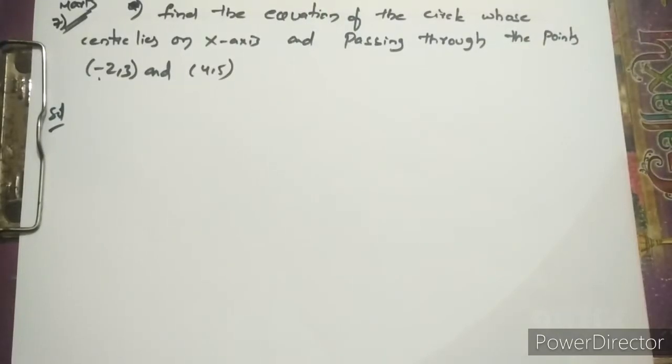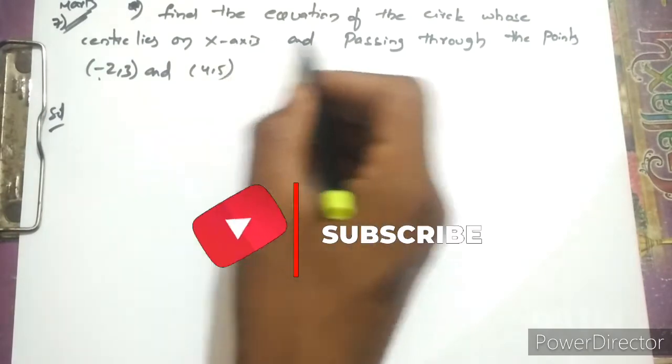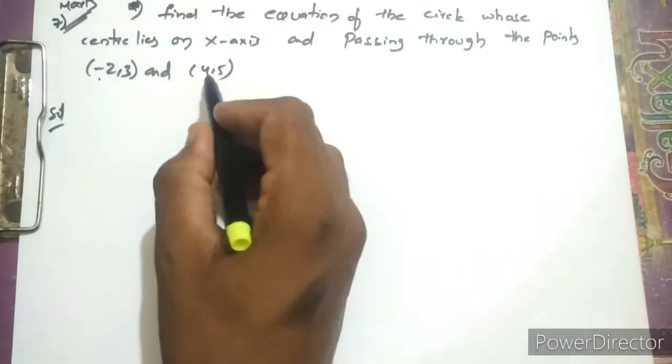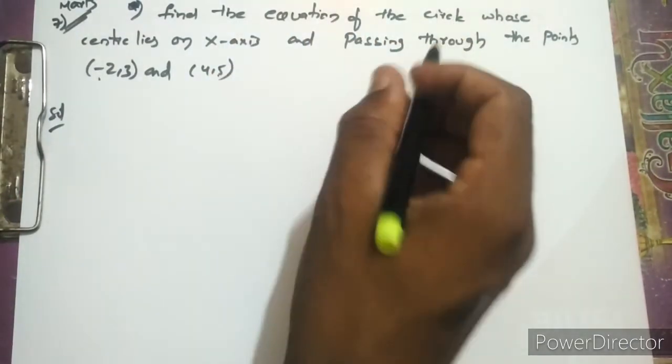So good morning everyone. Now see the next 7 marks problem. Find the equation of the circle whose center lies on the x-axis and passing through the points -2, 3 and 4, 5. So what is in the question? We have to find the equation of the circle.